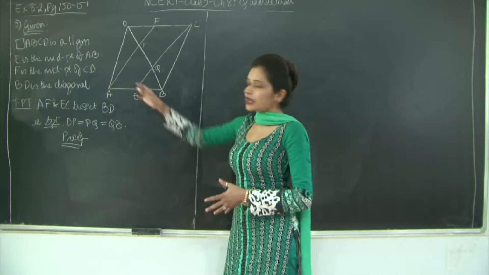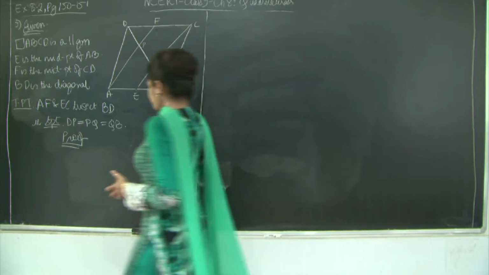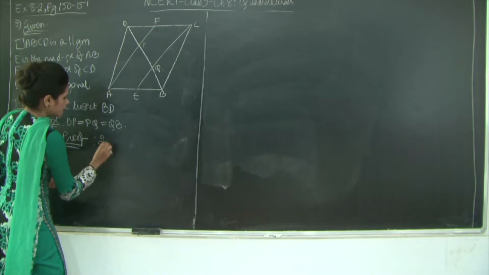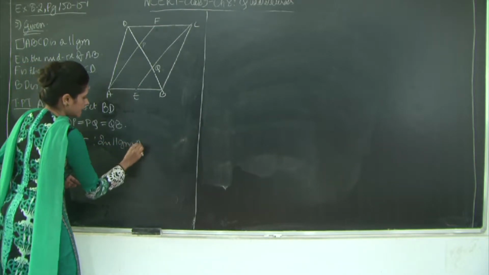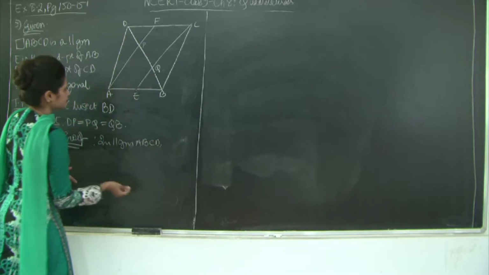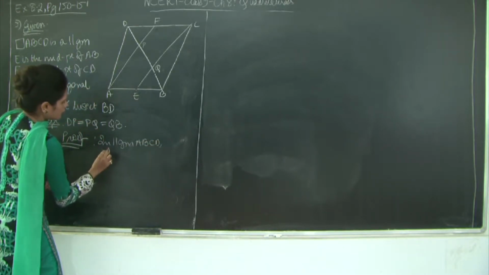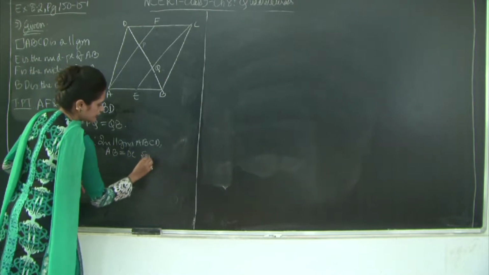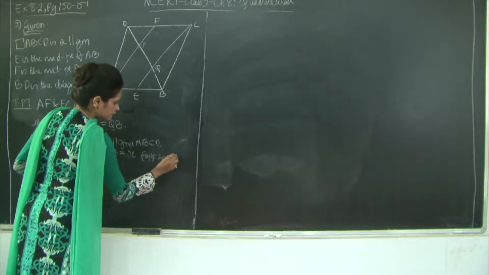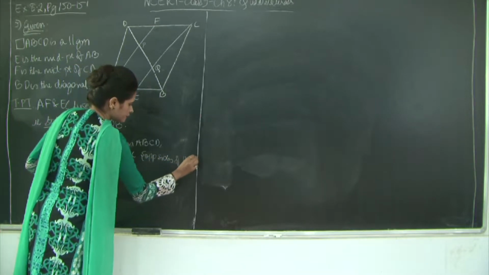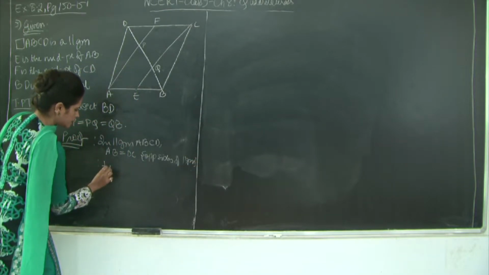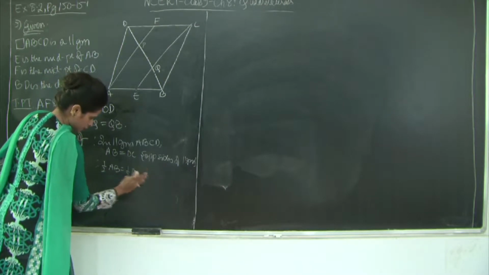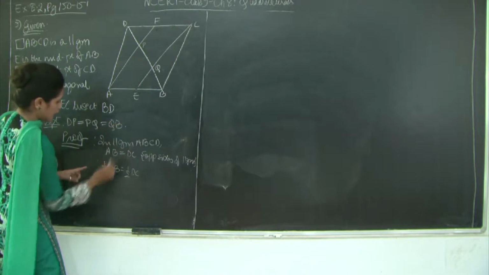Let us write this much down, then I will tell you how to proceed with the proof. So, I will say in parallelogram ABCD, AB is equal to DC, opposite sides of parallelogram. Therefore, half of AB is equal to half of DC. Since half of AB I will take here as AE.